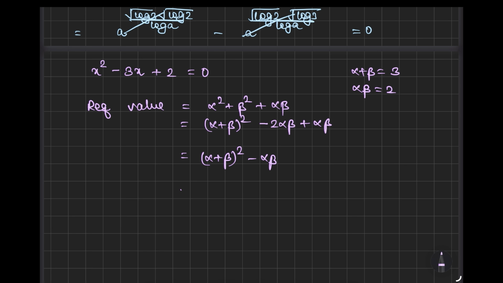Now simplify this thing. You know alpha plus beta is 3. So 3 square is 9. Minus alpha beta, which is 2. Hence the required value comes out to be 7.